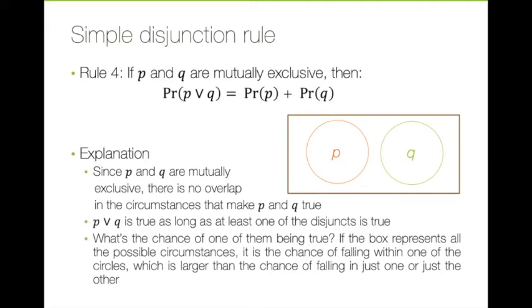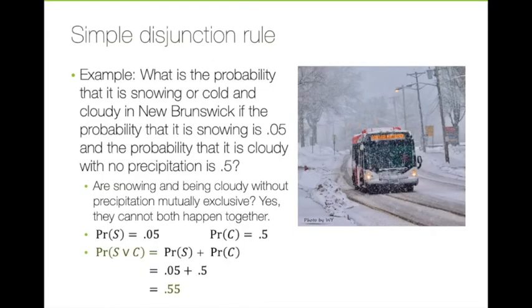If you want a kind of visual metaphor, imagine you're trying to throw darts in that box, and you're not very good, but you can get it in the box. You're more likely to hit P or Q than you are to hit just the circle for Q, for example. So we've rationalized what this rule means and tells us.